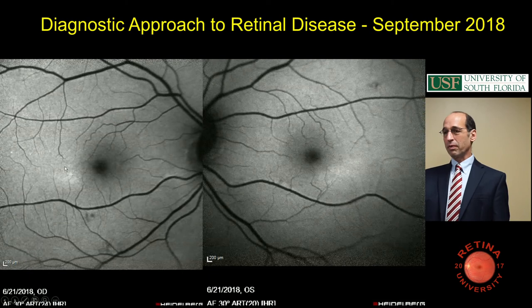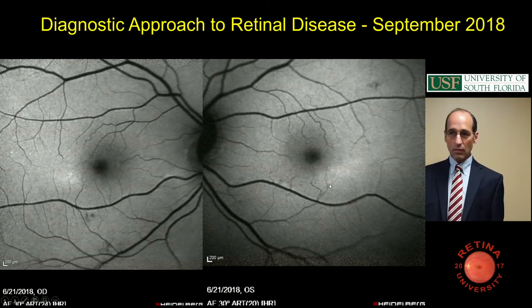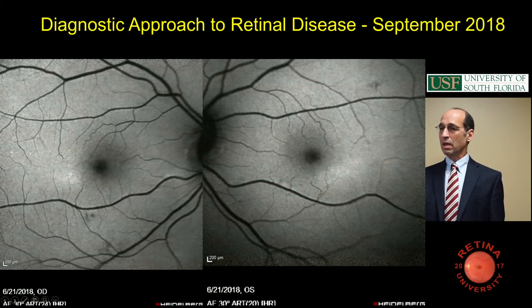You can see a little hyperautofluorescent sort of bullseye area, which is from Plaquenil. Generally, you don't want it to get to this point. You'd like to find it on the OCT first, but that's still pretty early.